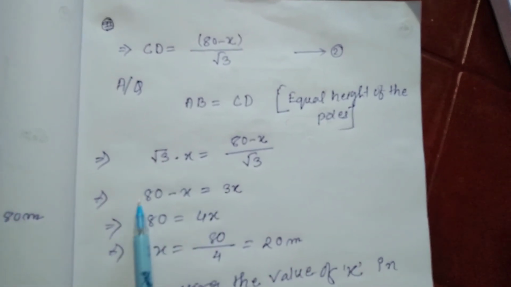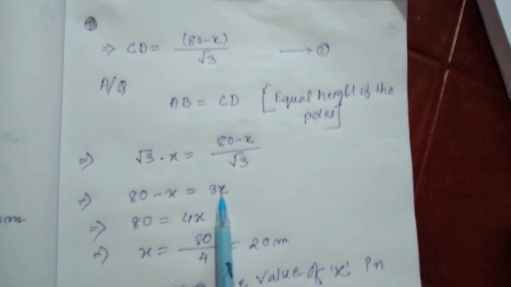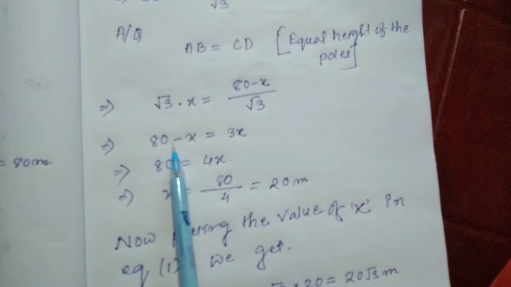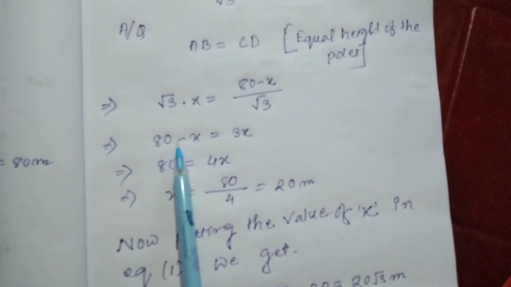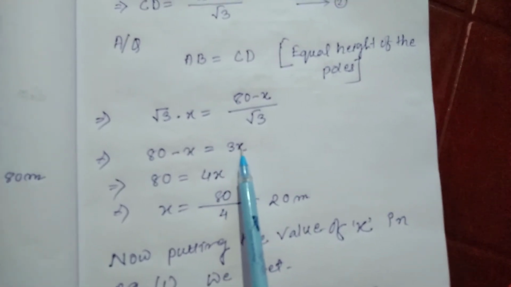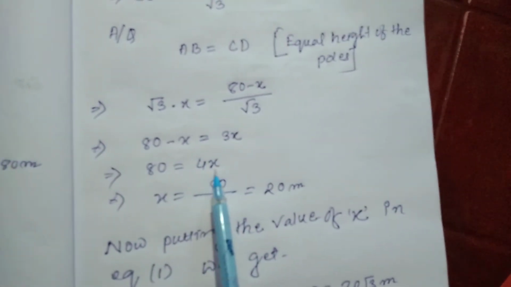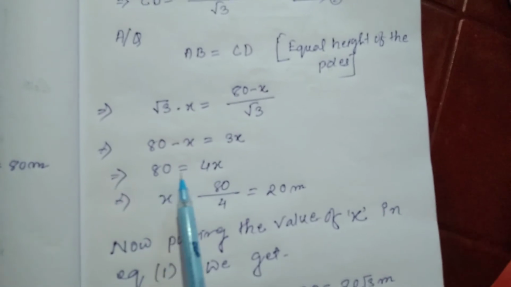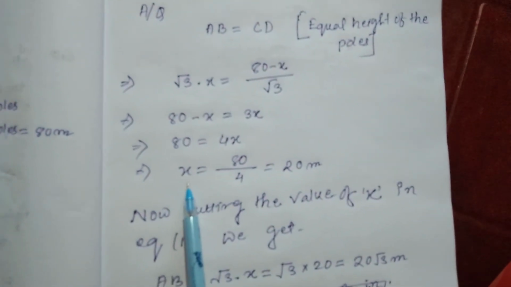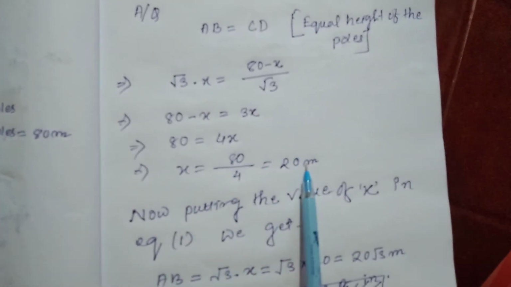Then the left side will be 80 minus x and the right side will be only 3x. Now this minus x, when we take it from left to right, it will be plus. Already 3x is there, and when another 1x joins, it will be 4x. Then 80 equals 4x, so the value of x will be 20 meters.